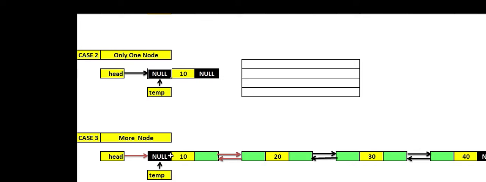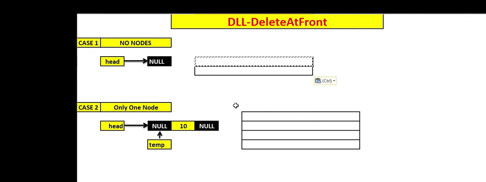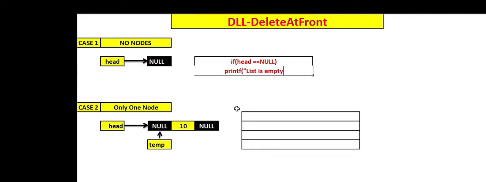Okay, so how can we delete the first node from the DLL? In the beginning, if we see that the head equals null, then in that case I can print "list is empty." That's all.